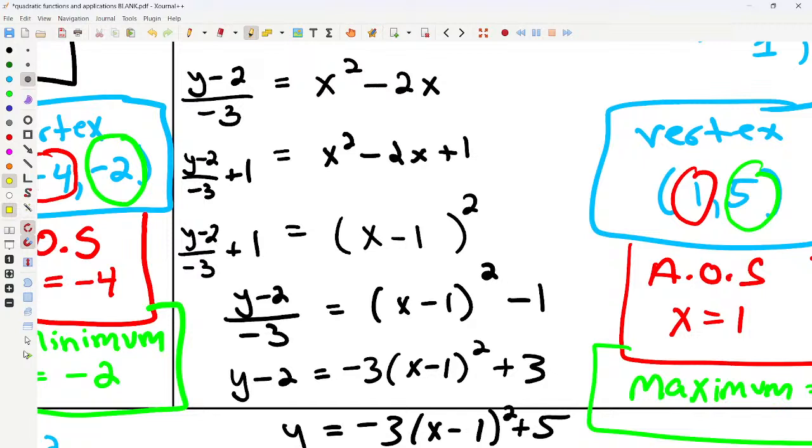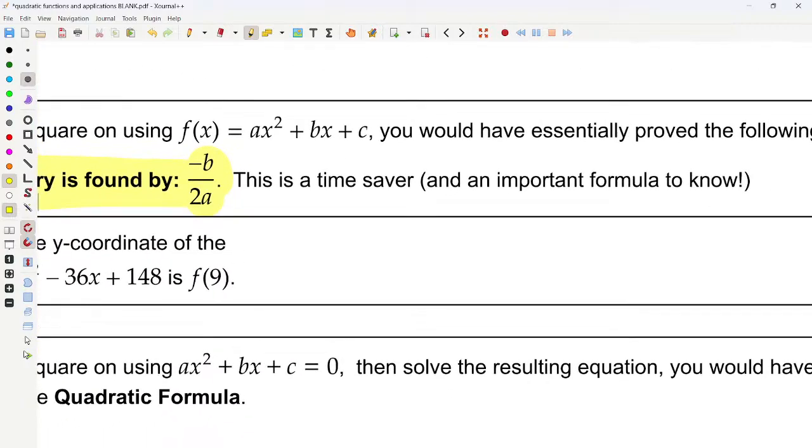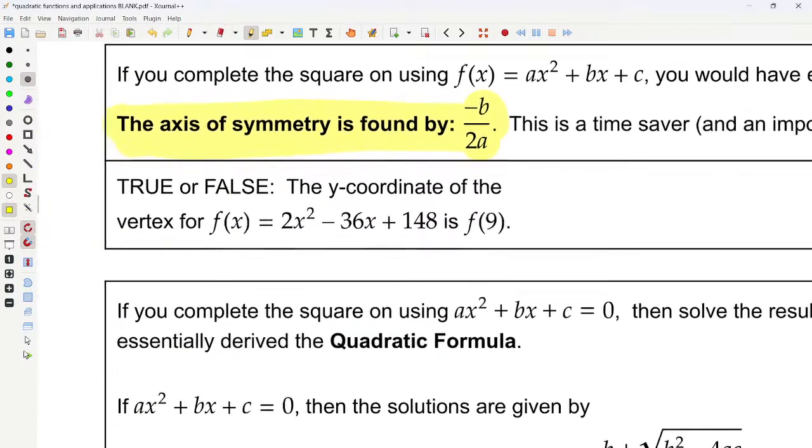That's cool. That's much shorter. Told you there was a shortcut coming. But it's important to understand where these shortcuts come from. And for the last time, it's if we formally did completing the square with A, B, and C's, not numbers, we would have arrived at that conclusion. Definitely a time saver and an important formula to know. Would not be given to you on any assessments, so highlight that as needed.